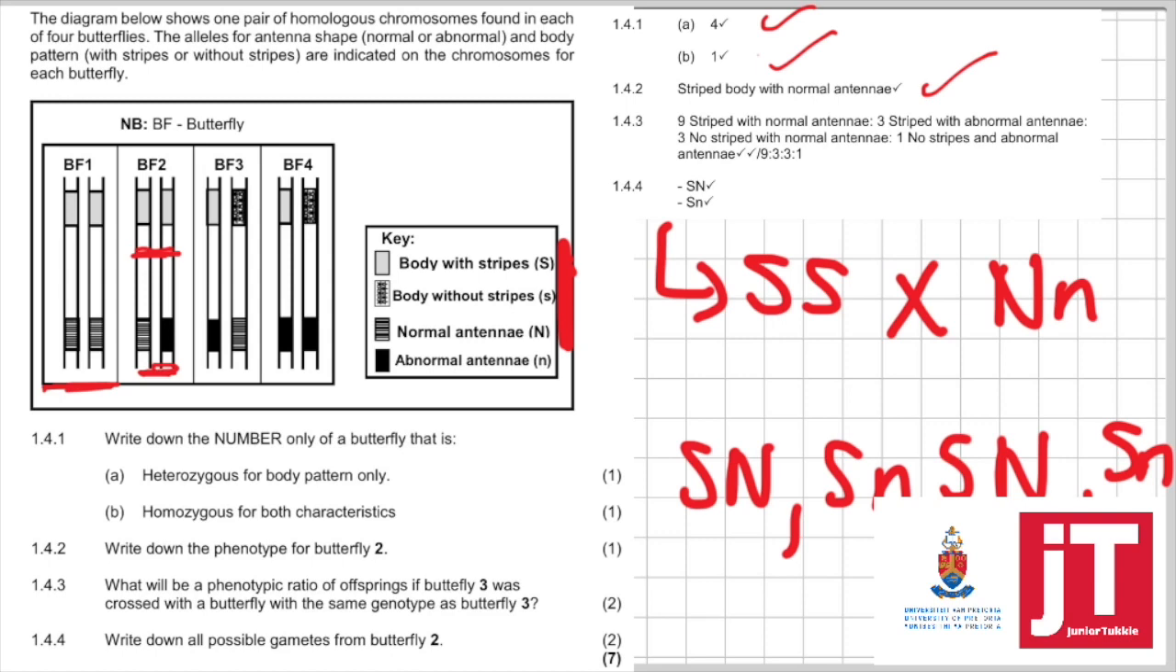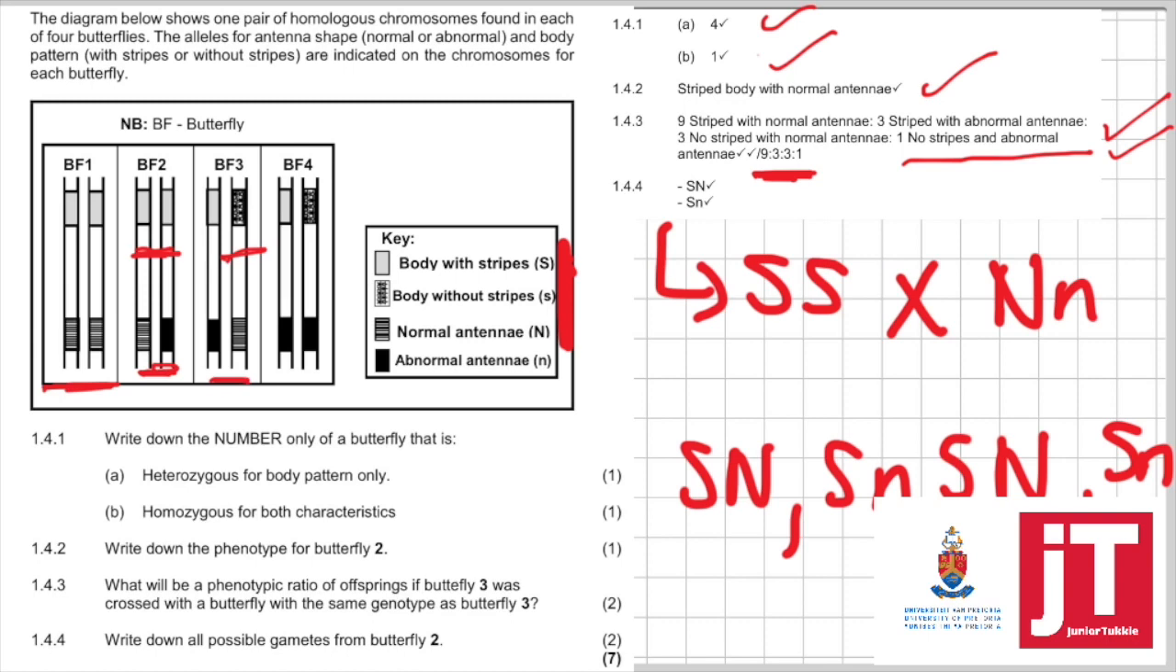1.4.3. What will be the phenotypic ratio of offspring if butterfly 3 was crossed with a butterfly with the same genotype as butterfly 3? So butterfly 3, can you see, is heterozygous. So heterozygous plus heterozygous. When you have 2 heterozygous butterflies for both characteristics crossed, your ratio will always be 9:3:3:1. So you get 9 striped with normal antenna, 3 striped with abnormal antenna, 3 no stripes with normal antenna, and 1 no stripes and abnormal antenna. Nice question.